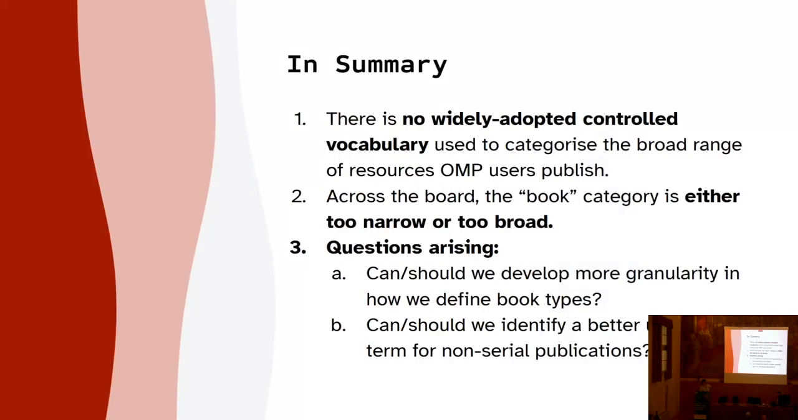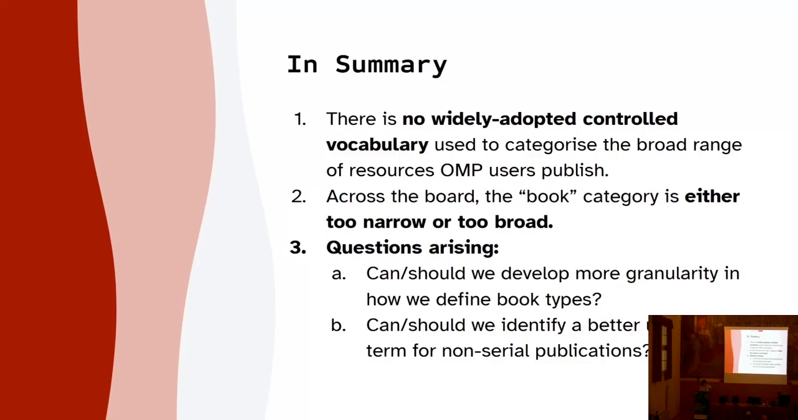So looking across all of this work, the really clear answer is there's no widely adopted controlled vocabulary for describing work types. And in the context of OMP, we don't have good language to put to the work that our users are doing. And the bigger picture there is that the book category is either vastly too narrow or vastly too broad.